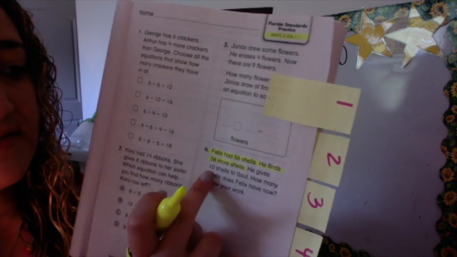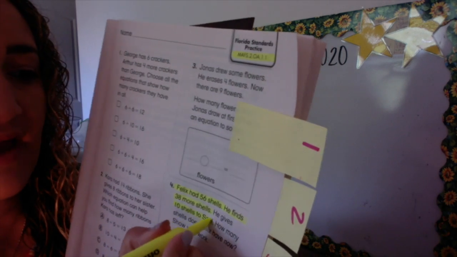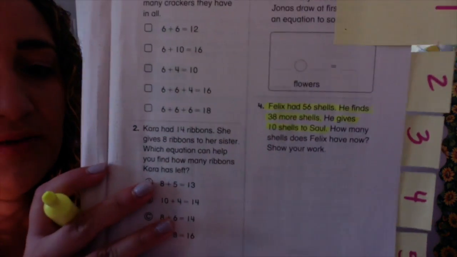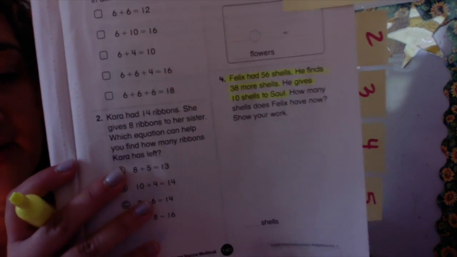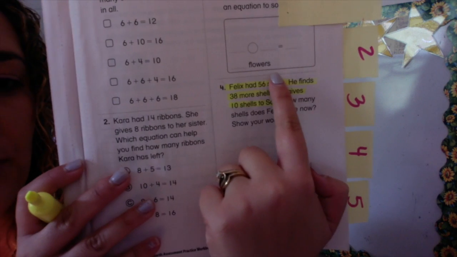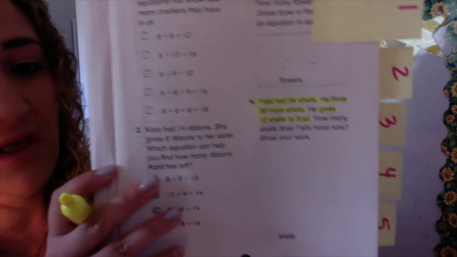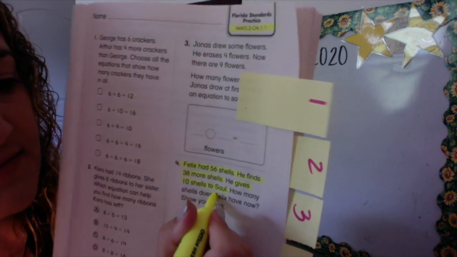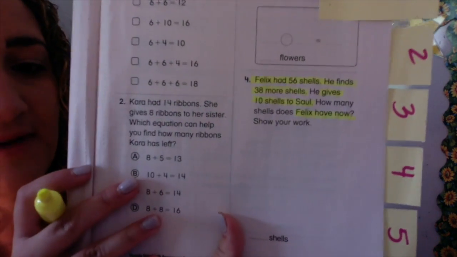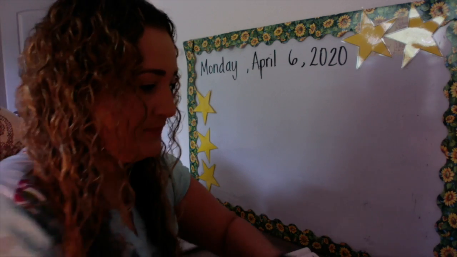Then he gives 10 shells to Saul. So right there, as I am reading it, I notice that it's going to be a two-step word problem. Because first I have to find out how many shells Felix has in total, to then minus the 10 that he gave Saul to find out how many shells Felix has now. We want to find out Felix's new total after he gave Saul 10. So it's a two-step word problem.